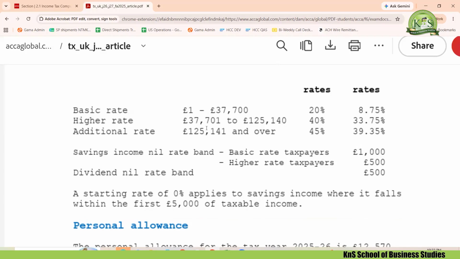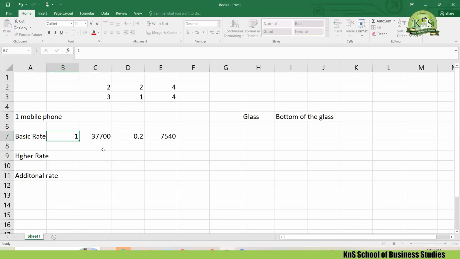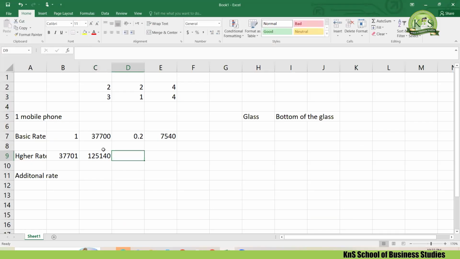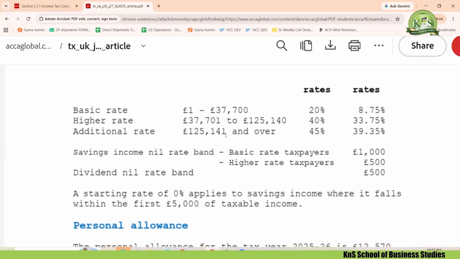But the higher rate means if your income is between 37,701 and 125,140. How much tax is it? You will have to pay 40%. And additional means if your income is more than 125,141. These are the annual figures. So are these bands clear to you?